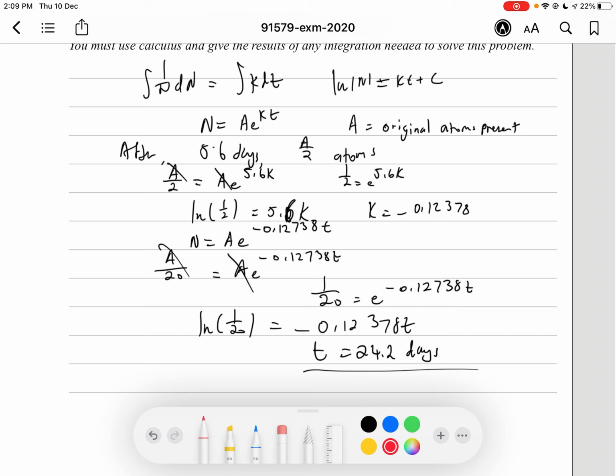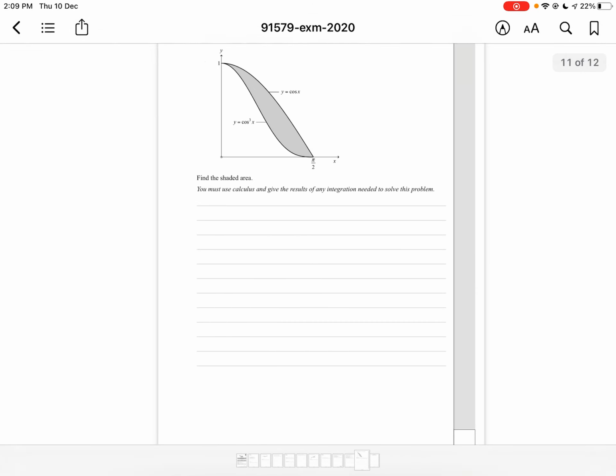So that's our final answer for this question, and this should be a merit level question. To get an achieved, we can find the k value correctly. That should be an achieved.